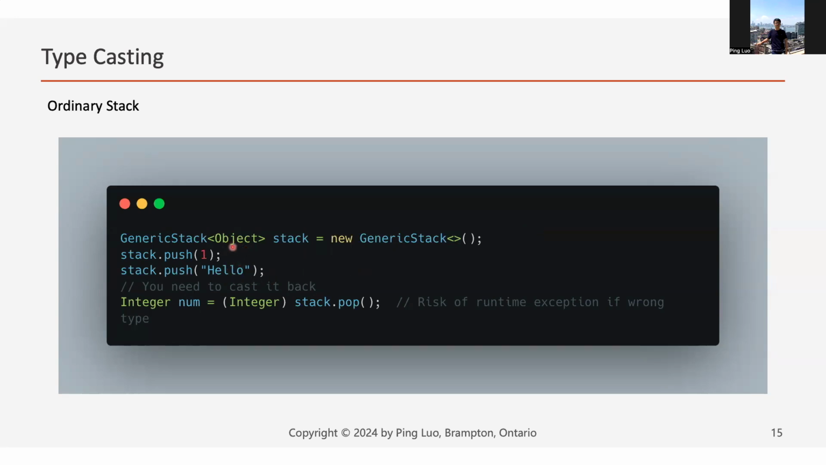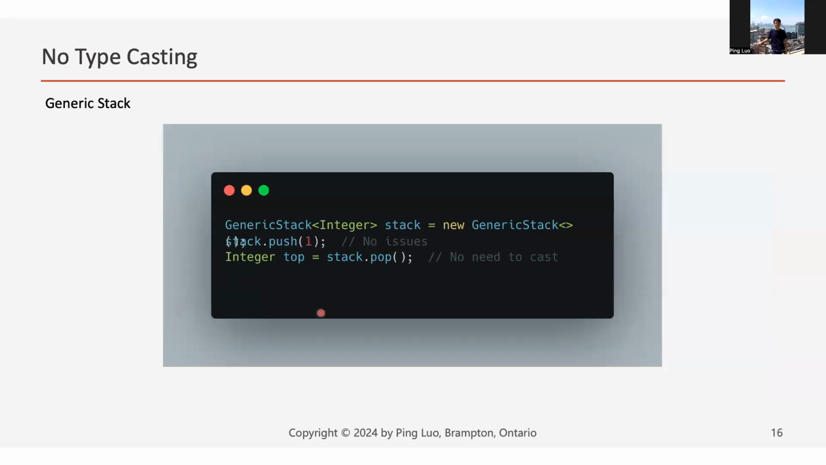If it's just using object, we can push an integer, or we can push a string into that. And if we want to get something, we have to specifically change the type of that element. But if it's a generic stack, we know this one only accepts integer, so we don't need to care about it.